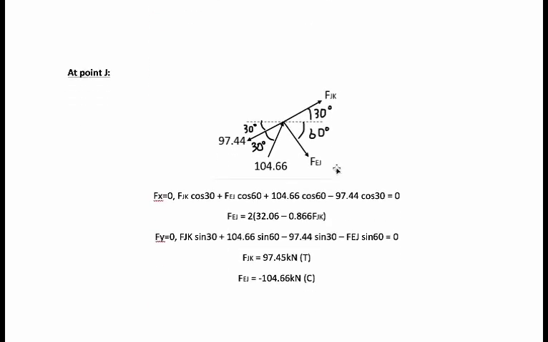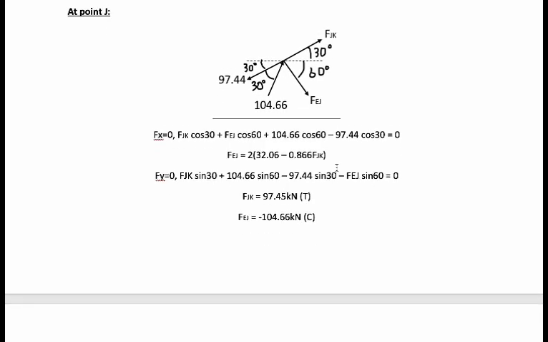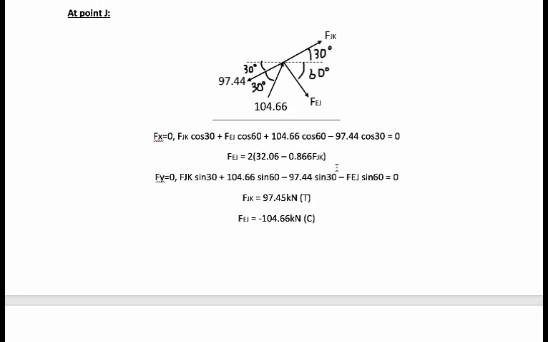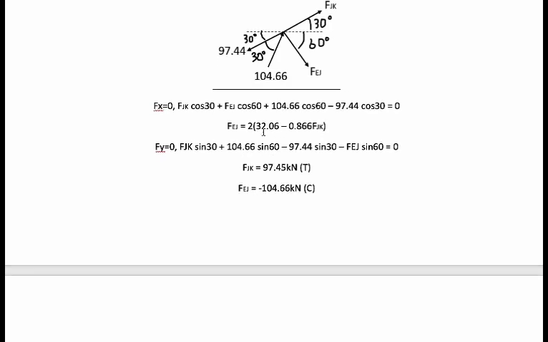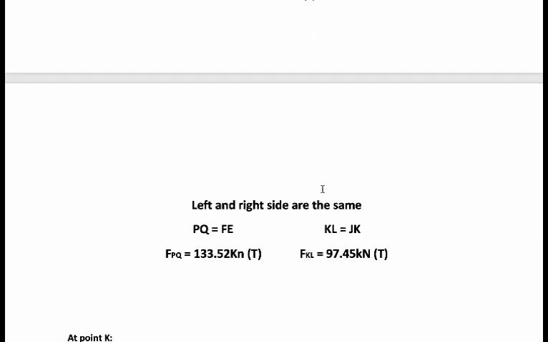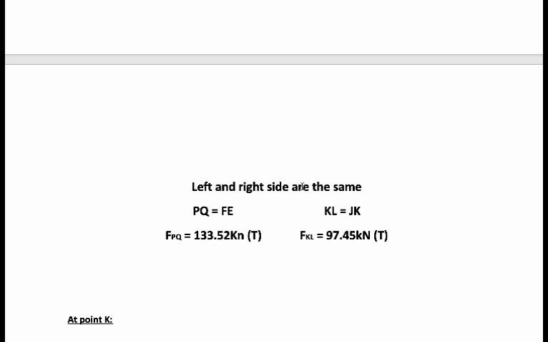And we continue with point J, and we do the same process as we have done. We draw the free body diagram, and then we continue with the equation of equilibrium, and we get it as here. The force in JK is 97.45, which is tensile force, and with J it's compressive. So here left and right side are the same.